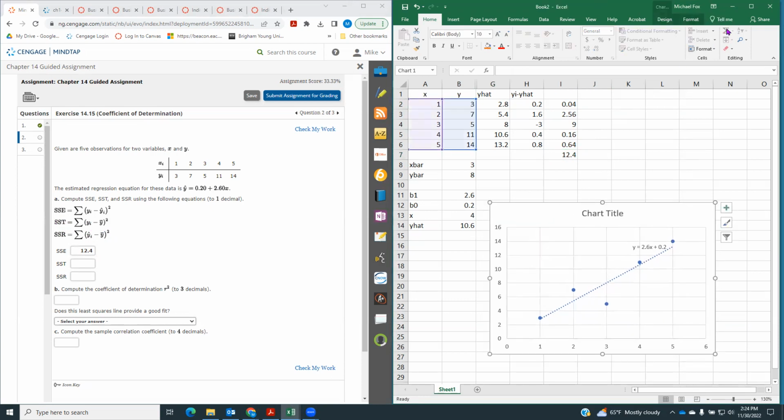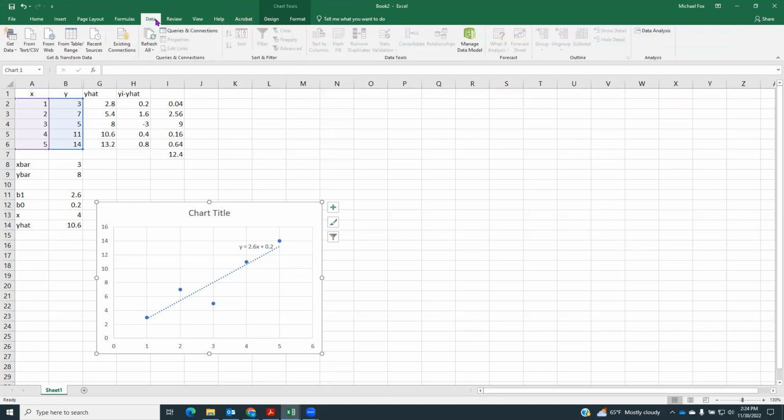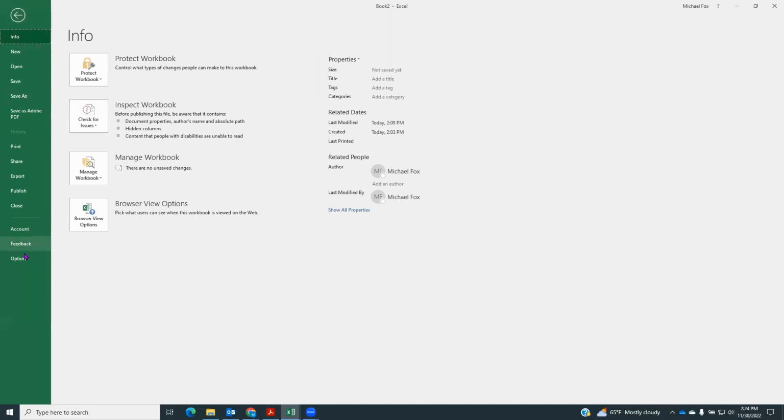You may or may not have this set up in Excel, so I'm going to show you how to set it up. When we go to Data, there are all these different categories: Get and Transform Data, Queries and Connections, Sort and Filter, etc. And way over here is one called Analysis. This Data Analysis tool will help us really do this. If this isn't set up in your Excel, you can set it up by going to File and then Options.